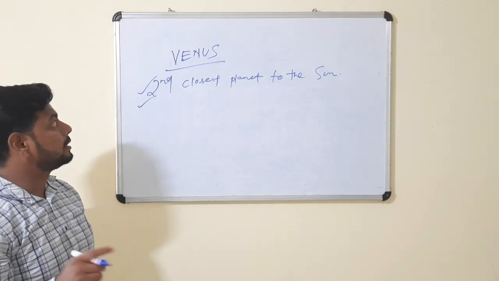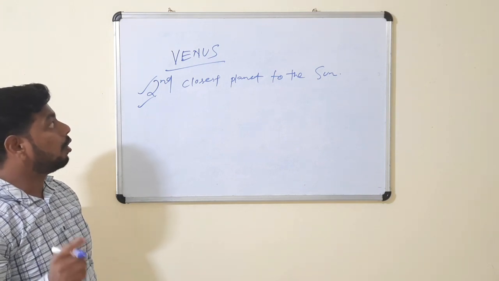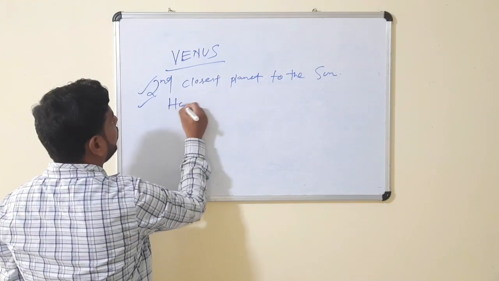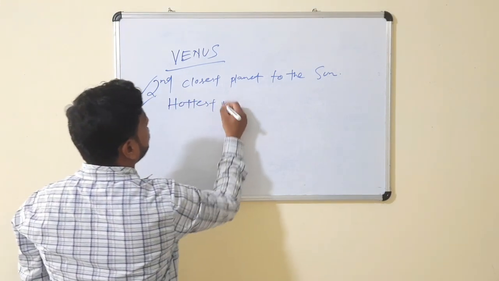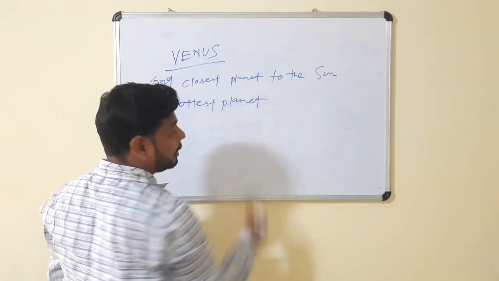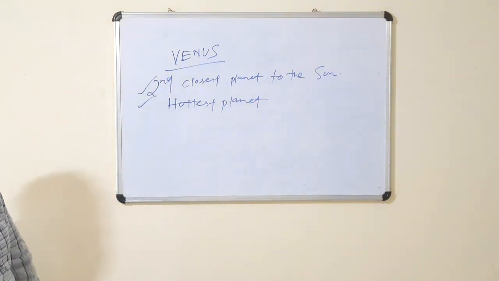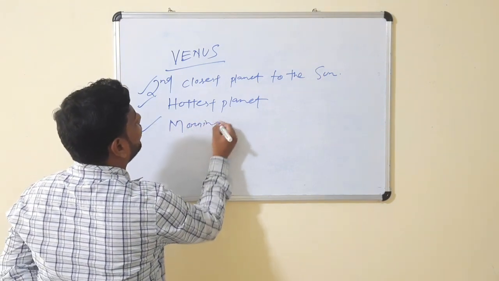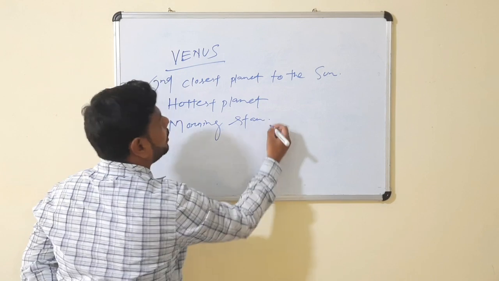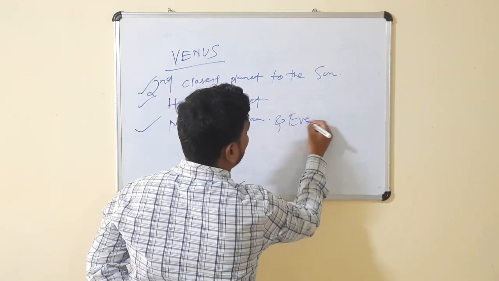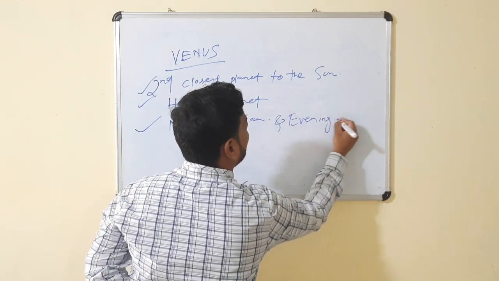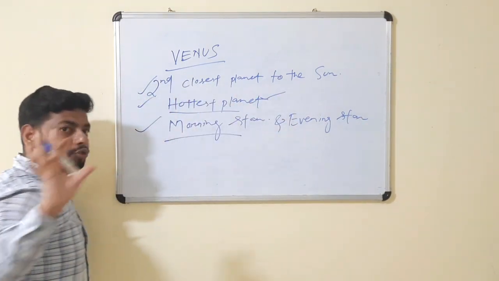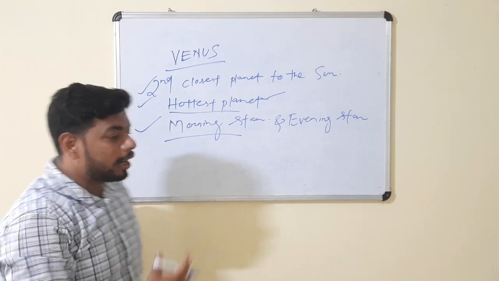Next, Venus. It is also the hottest planet, as I already told in the case of Mercury. It is also called the morning star and evening star. Why so? The reasons we will understand. Morning star, why is it called that?